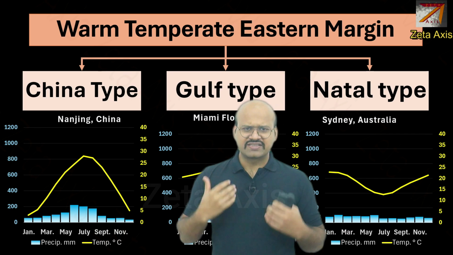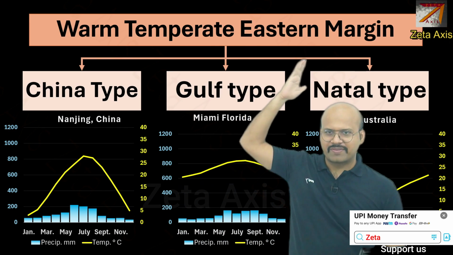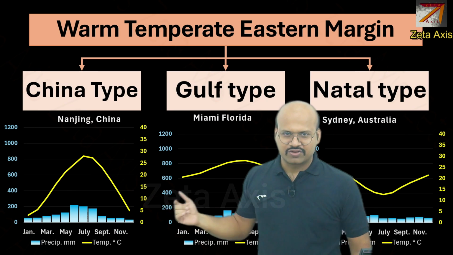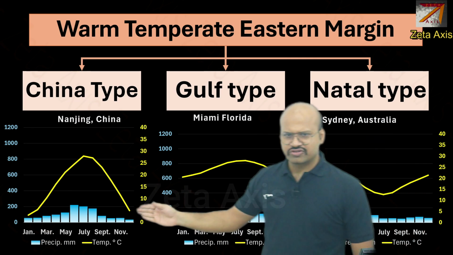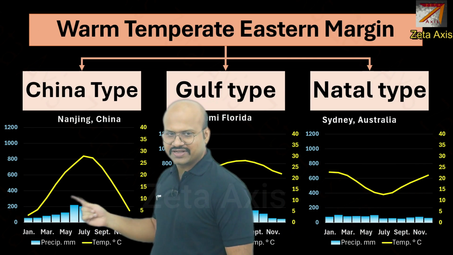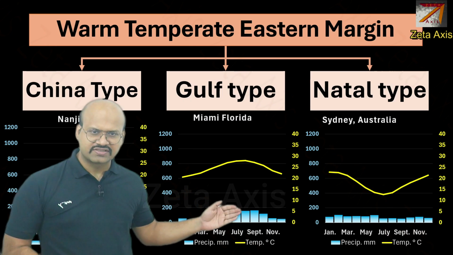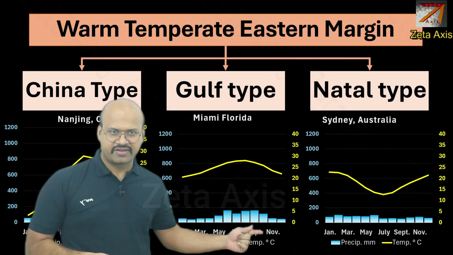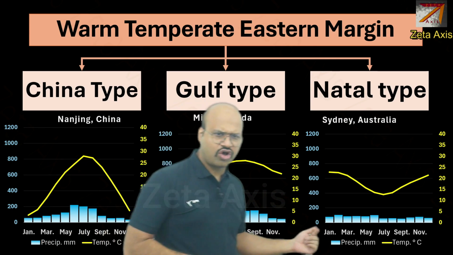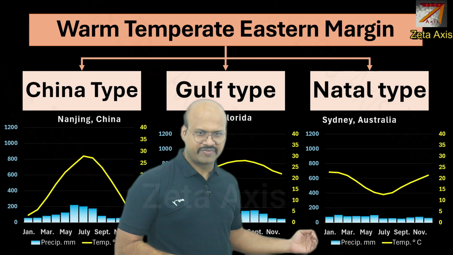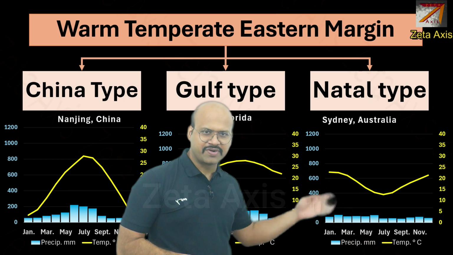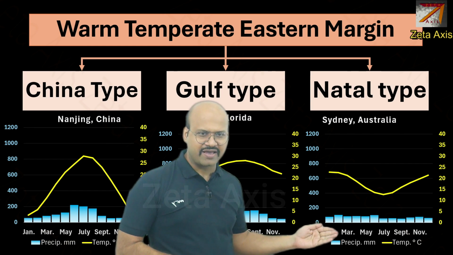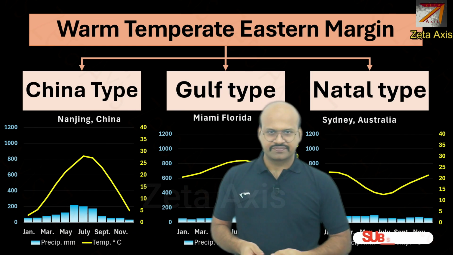Here are three subtypes of warm temperate eastern margin climates. In the China type climate, the temperature range is very high compared to the Gulf type and Natal type, and the concentration of rain in summer is higher. In the Gulf type, the rainfall is more even compared to the China type, but there is still a summer high. In Natal, it is almost even throughout the year, slightly higher in summer. Remember, Natal is in the southern hemisphere, so January is the summer season over here. So in summer it is slightly higher, but overall the difference is much lower.